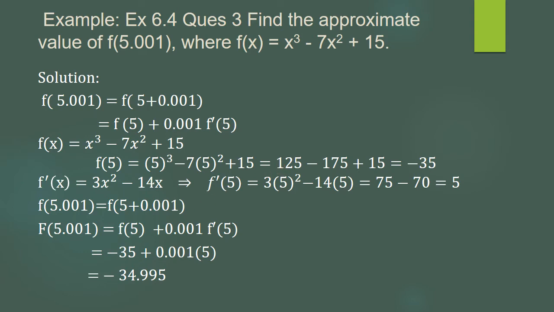Now the next topic: maxima and minima of the function. Before this we have studied what is meant by increasing function and decreasing function. When the first order derivative is positive for certain values of x, we say that the function goes on increasing, and when the first order derivative is negative, it indicates that the function is a decreasing function.